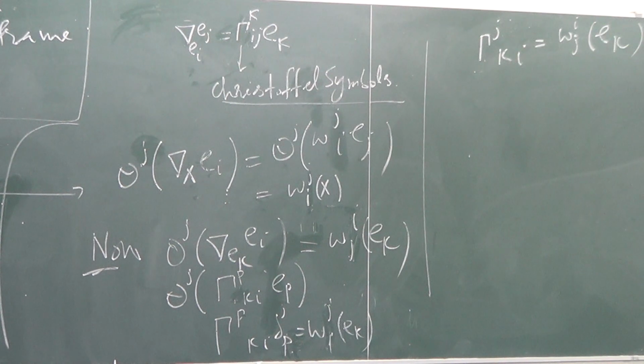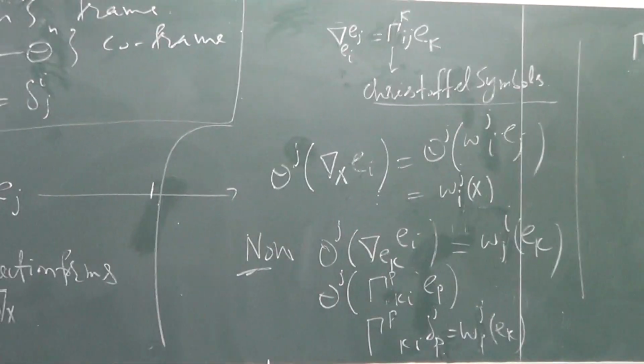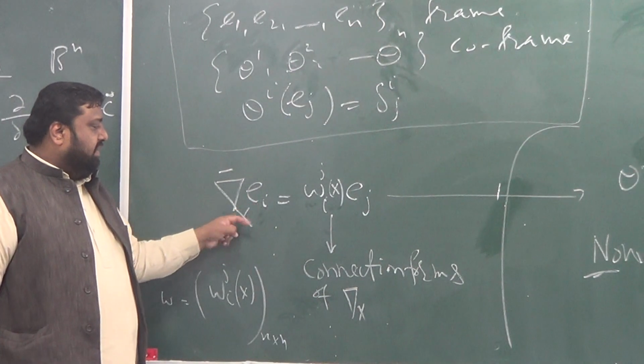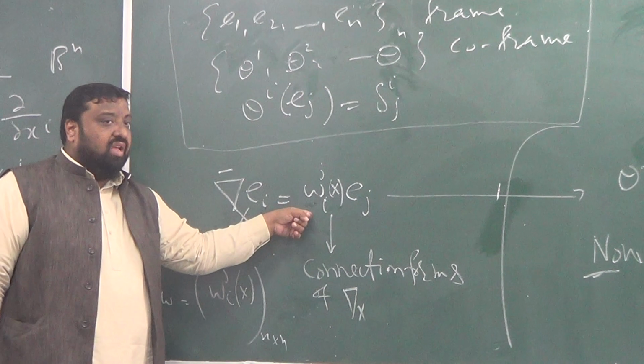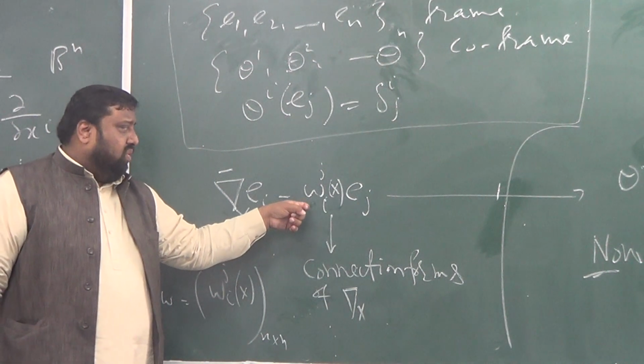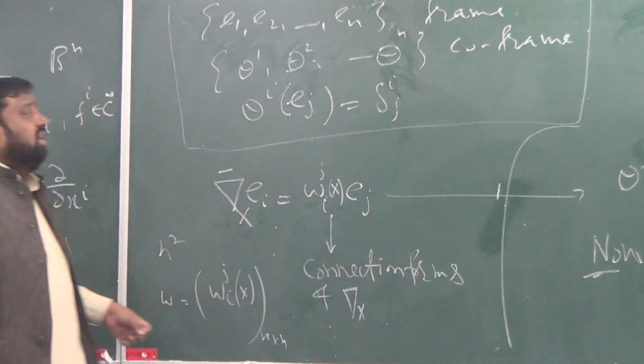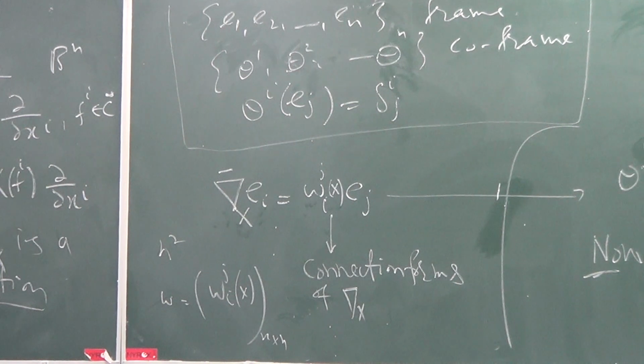So we described two quantities, as I said. What would be the covariant derivative of the basis vector in the direction of an arbitrary vector field? That is going to give me the connection forms. And if you compute the covariant derivative of the basis vector in the direction of another basis vector, you get the Christoffel symbols.